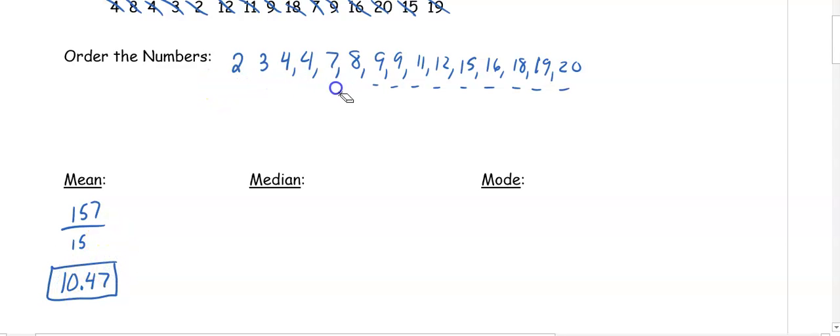To get our median, we want to figure out what number is in the middle of our data set. So what we're going to do is cross off numbers from each side until we get to the middle. I'm going to cross off 2 and 20, 3 and 19, 4 and 18, 4 and 16, 7 and 15, 8 and 12, 9 and 11. Now I'm left with one number in the middle, and that number is 9, so our median would be 9.